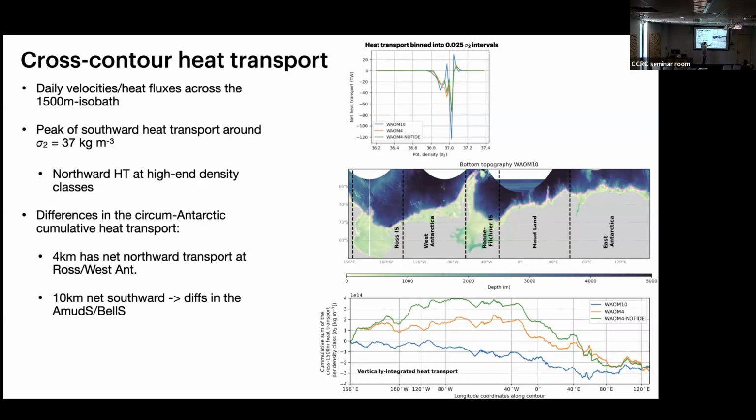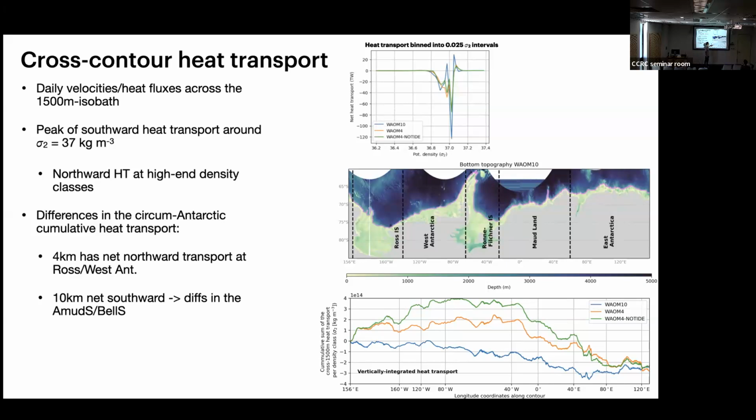So where these curves go up, it means heat is being transported north. When it's going down, it means heat is transported south across our contour. So there are many similarities between the three different experiments, but you definitely can see Ross and West Antarctic areas. It's a net southward heat transport in the 10 kilometer.